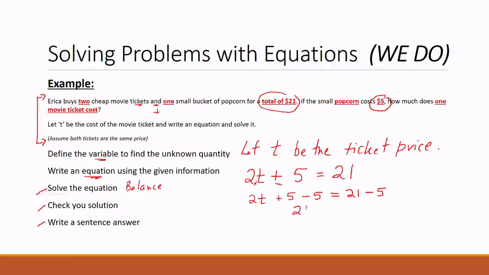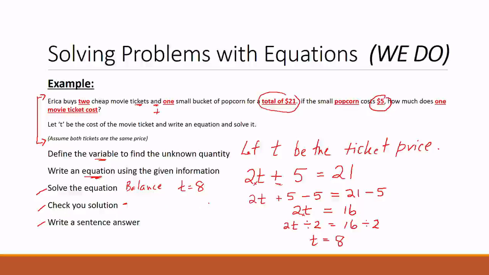So I have now only 2t left on the left hand side, and on the right hand side I've got 21 minus 5, and that equals 16. So 2t means 2 times t, so to get rid of that times 2, I now need to divide both sides by 2. And so what you will find is that the price of a ticket could be 16 divided by 2 equals 8. So I may have solved it, and I think I may have that the ticket price equals 8.